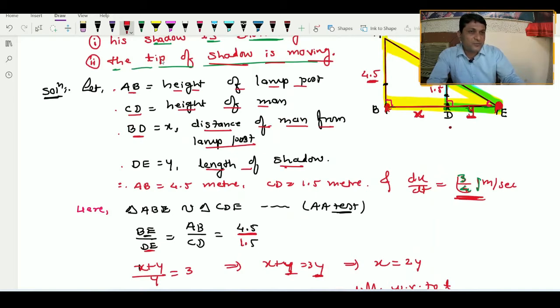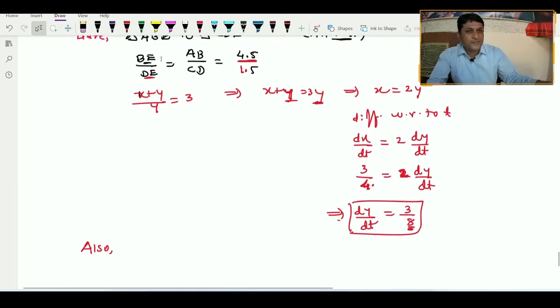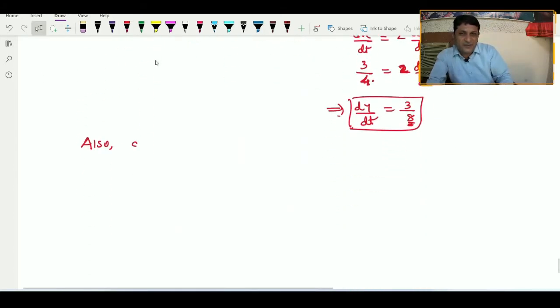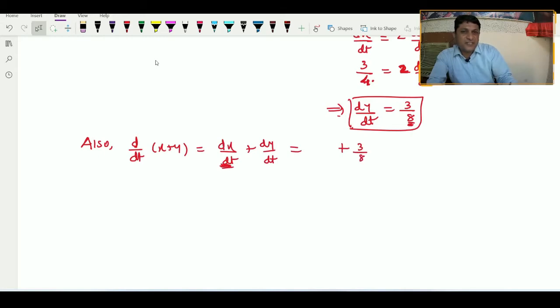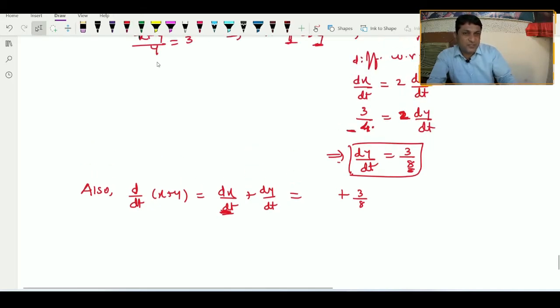So E is the tip of what? The shadow, isn't it? So its distance from the lamp is x plus y, means x is also changing and y is also changing. If x changes, definitely y also changes. So here our second required value is d by dt of x plus y, which will be equal to dx by dt plus dy by dt. Just now we have got the value of dy by dt as 3 by 8, and in our example dx by dt is given to us, which we have substituted, that is 3 by 4.